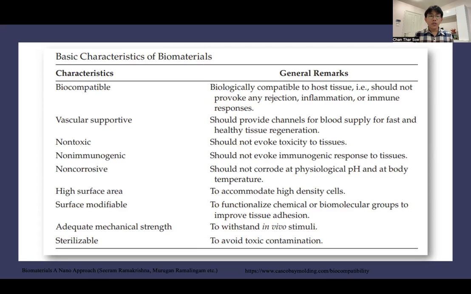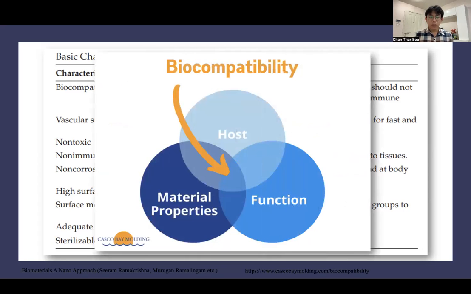Here I want to emphasize that the most important thing is that the biomaterial should be biocompatible. So how biocompatible is it? The biomaterial and the host should be able to stay together, in a way that the biological system can adapt to the biomaterial to function in our human biological system. That is how important biocompatibility is.